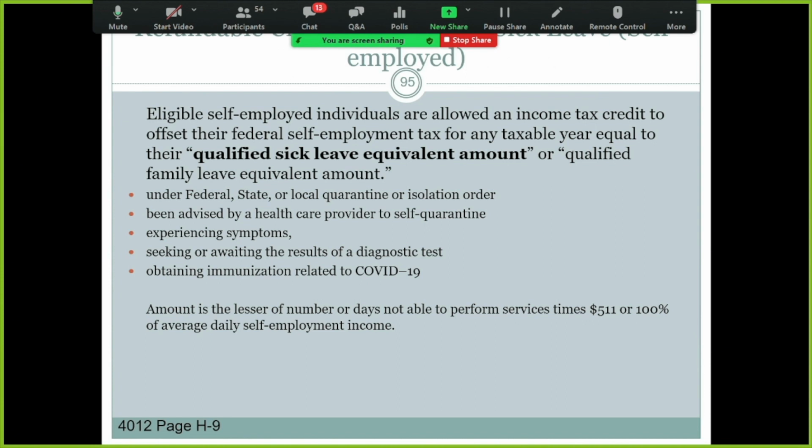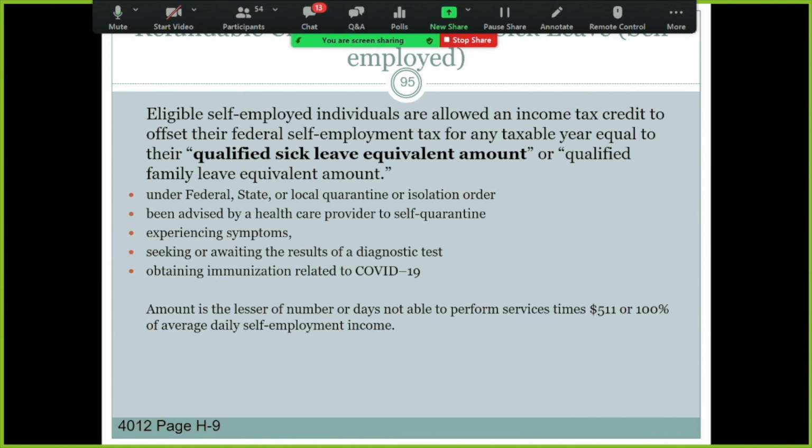So this is another credit that is coming back. It is the credit for sick leave. There's a 2-part component to this one, and this is related to self-employed individuals. They're allowed an income tax credit to offset their federal self-employment tax for any taxable year equal to their qualified sick leave equivalent amount.